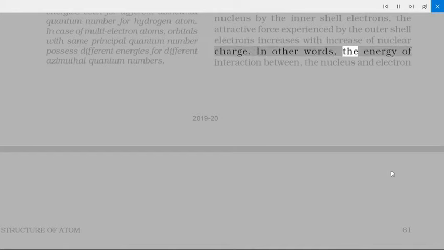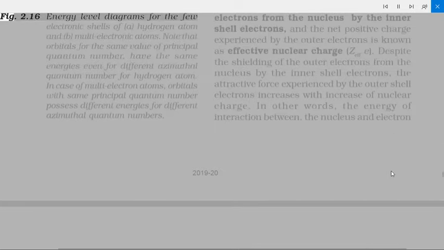In other words, the energy of interaction between the nucleus and electron. Fig. 2.16 Energy level diagrams for the few electronic shells of (a) hydrogen atom and (b) multi-electronic atoms. Note that orbitals for the same value of principal quantum number have the same energies even for different azimuthal quantum number for hydrogen atom. In case of multi-electron atoms, orbitals with same principal quantum number possess different energies for different azimuthal quantum numbers.